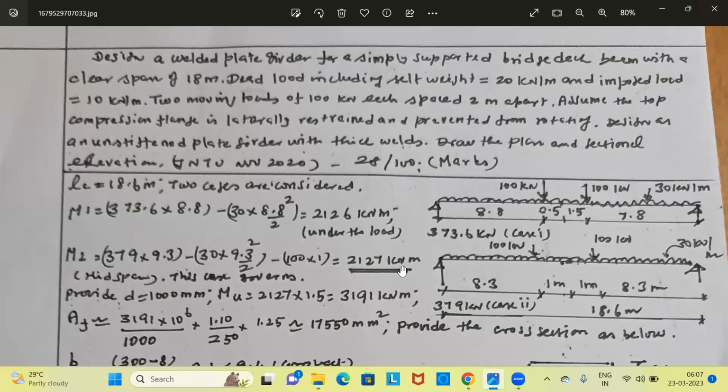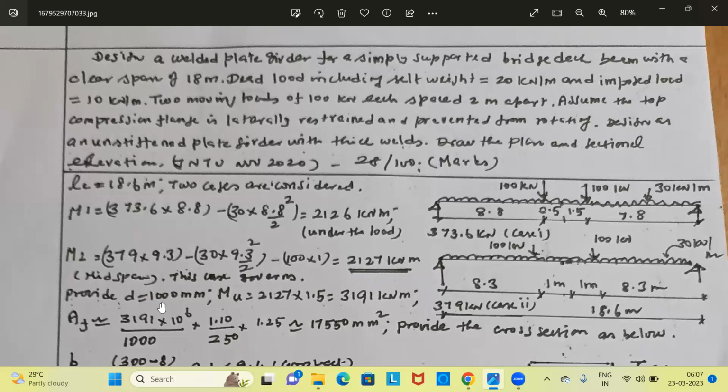Our aim should be to finish off the design. It should be safe. That should be our primary aim. We need not aim for optimization of the section or we need not aim to make any ideal design. Now, let us provide the depth of the plate girder as 1000 mm. It is just an approximation.